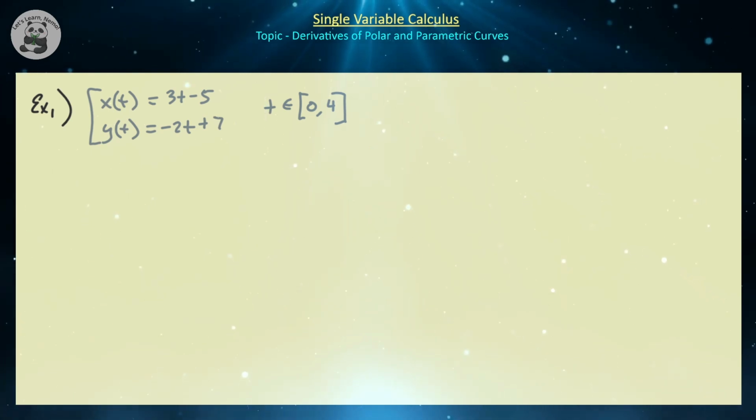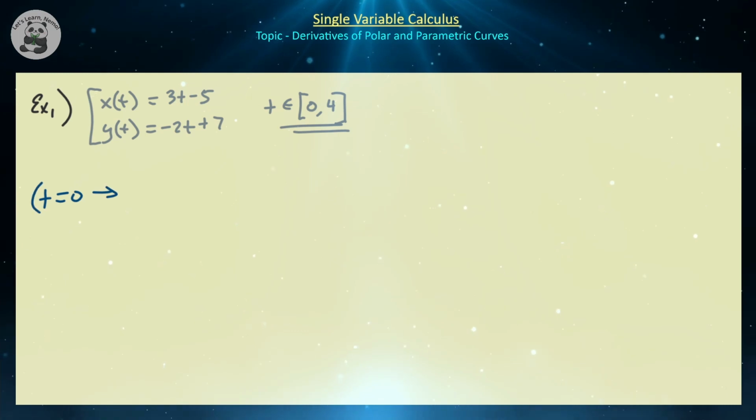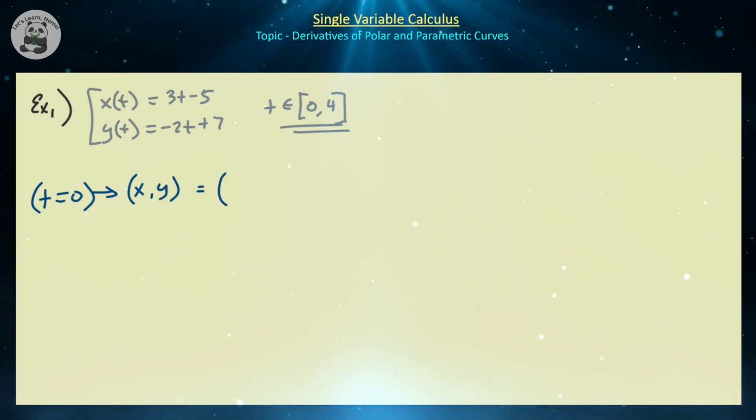So if you know anything about basic parametric curves, you probably can already identify this, since we're on a closed and bounded domain, that this is just a line segment with two endpoints. So where exactly are these two endpoints going to be located? When t is equal to 0, we get a point, x, y, which is going to be equal to just those intercepts, minus 5 and 7.